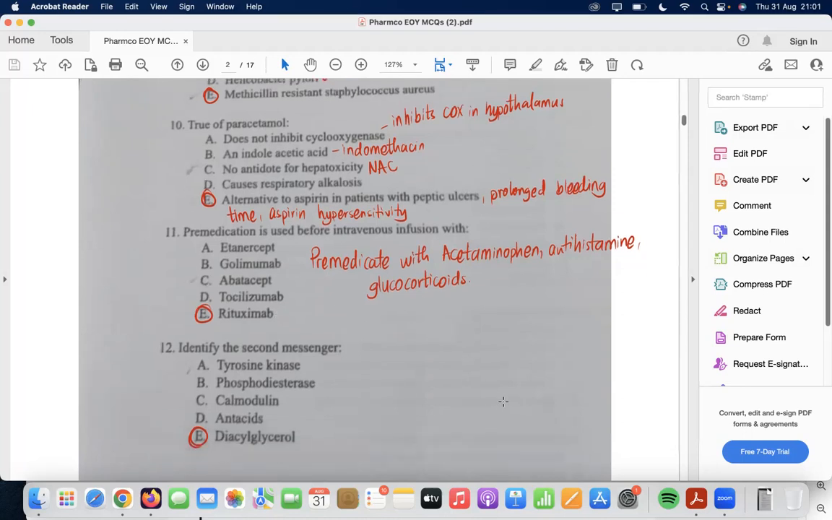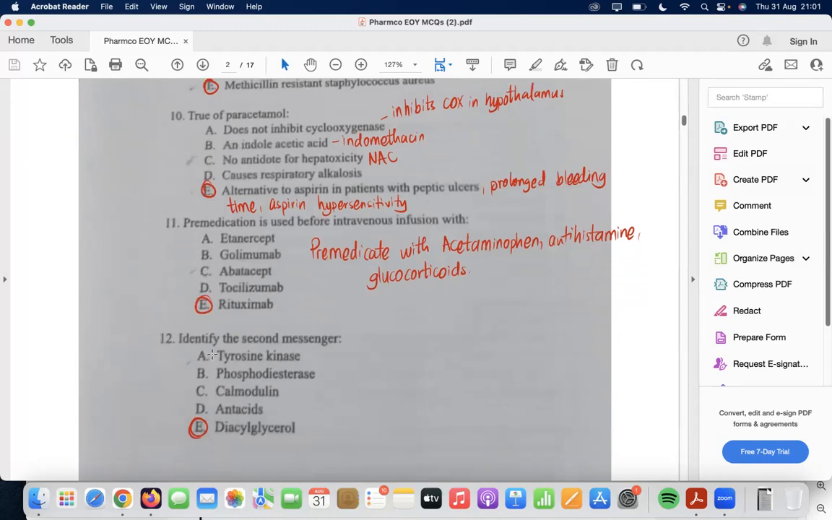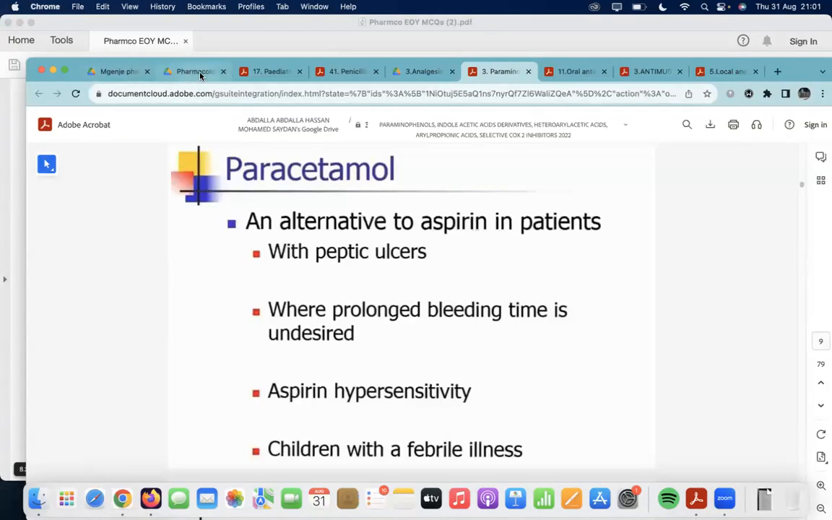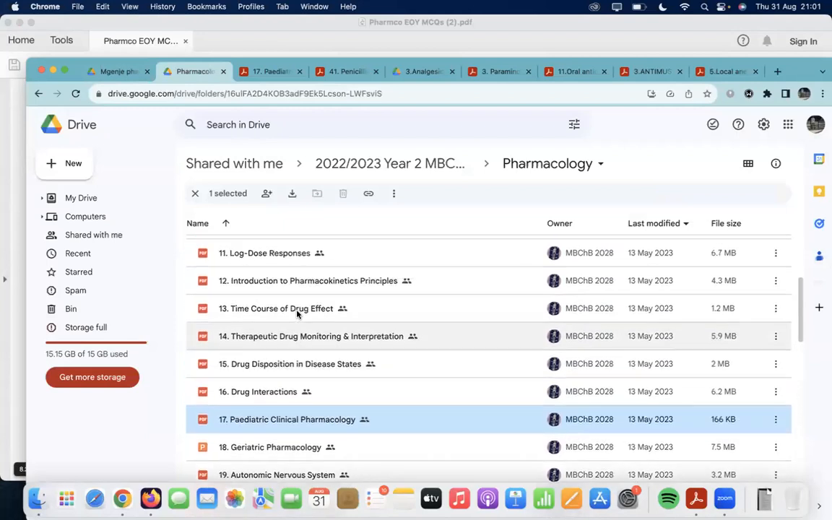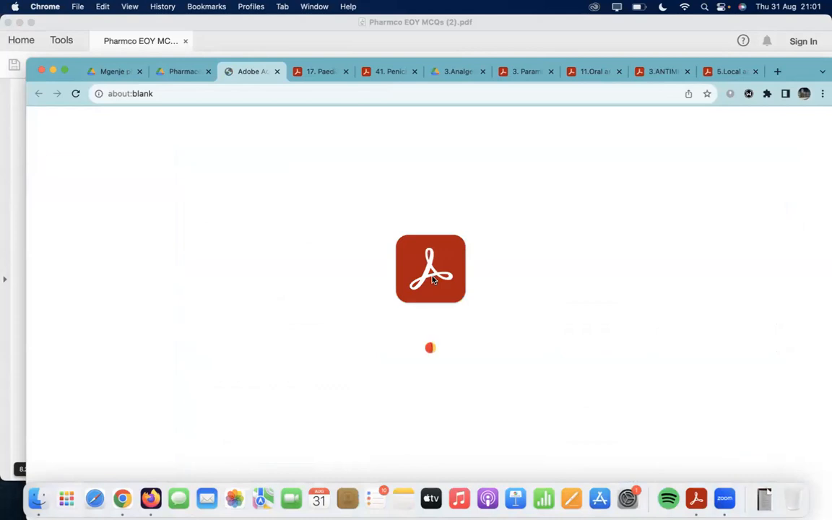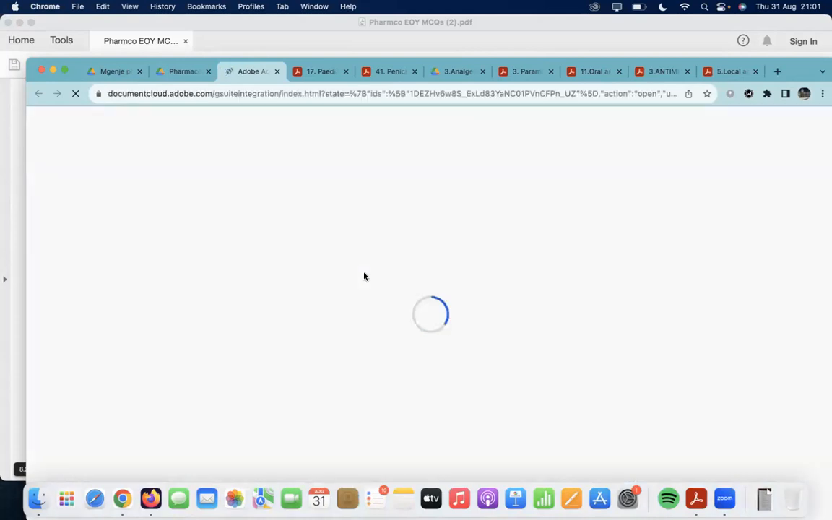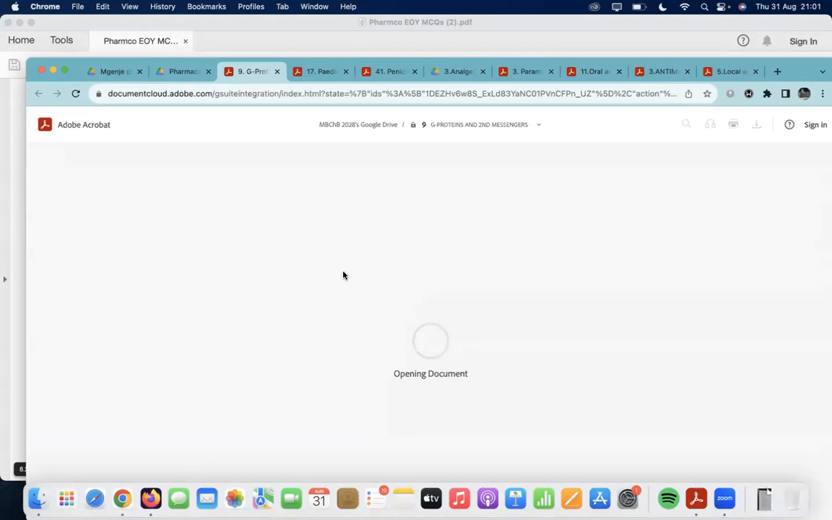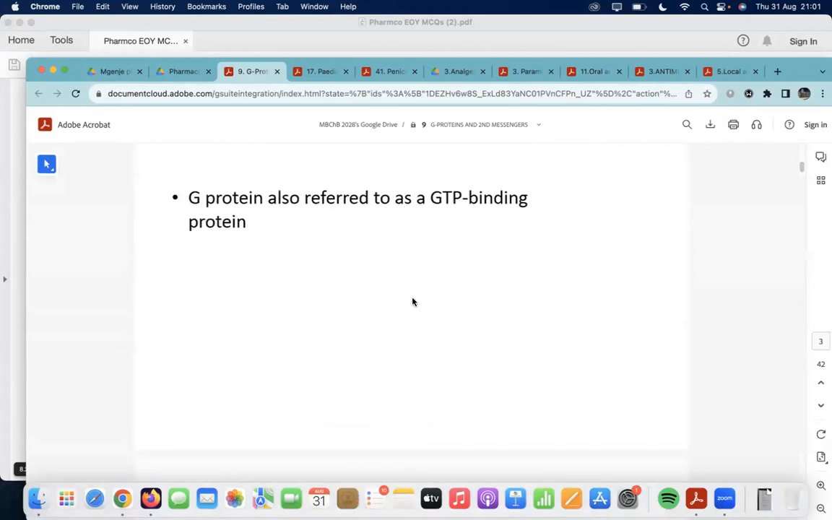Okay. Number 12 is the last question for tonight. Identify the second messenger. So the answer is glycerol. These are second year notes, so we can just go there a bit. This topic is called G proteins and second messengers. So the answer is in slide 4.